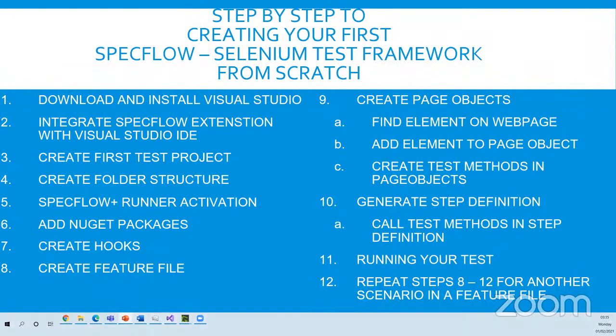Download and install Visual Studio, integrate SpecFlow extension, create your test framework first test project, create your test folder structure, then activate your SpecFlow Plus runner, add NuGet package, then create your hooks, create test feature file, create your page object, generate your step definitions, and also run your test and repeat this step. So that is the process I'm going to follow in this particular video.